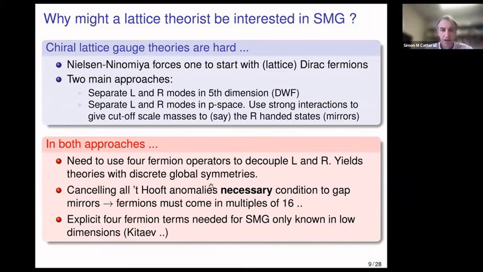So what you immediately learn is that if you want to cancel all the 't Hooft anomalies out in 3 or 4 dimensions, you better start with multiples of 16 Majorana fermions. That's the take home. And as I said before, it's not just a question of anomaly cancellation, there are questions of dynamics and phases of the theory to worry about. And that part is only known really well, I believe, at least as far as I understand it, in low dimensions, stemming from the old work of Kitaev and Witten and people like that.